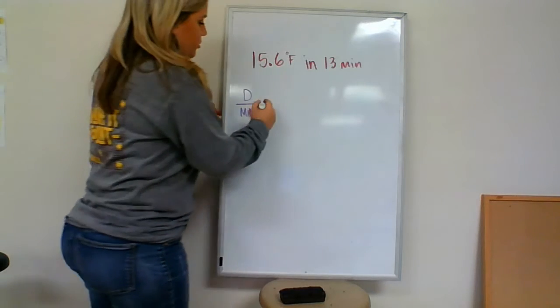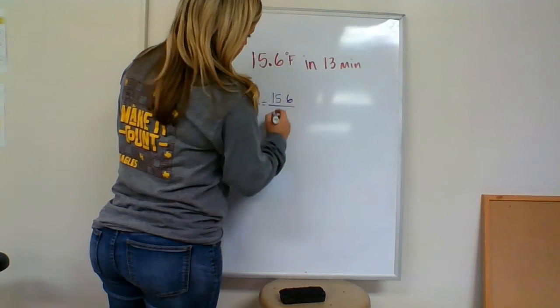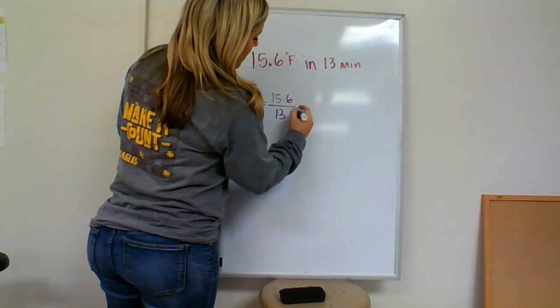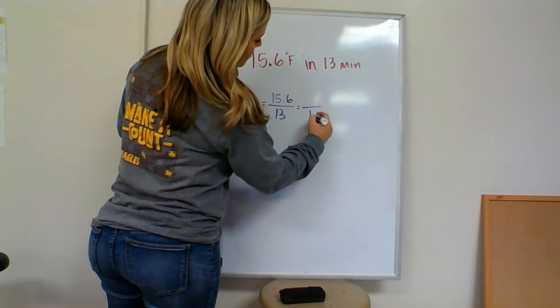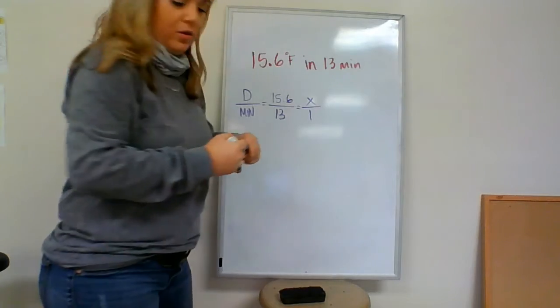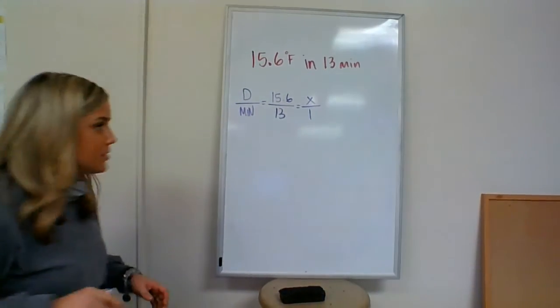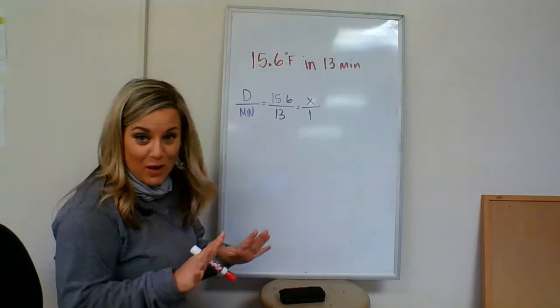All right, so degrees is 15.6 in 13 minutes. And we want to know how it's going to be in 1 minute. Okay? And we don't know what x is. We don't know what our degrees is. So we're going to cross multiply and divide. We're going to make ourselves really smart. We're going to do an algebra equation.